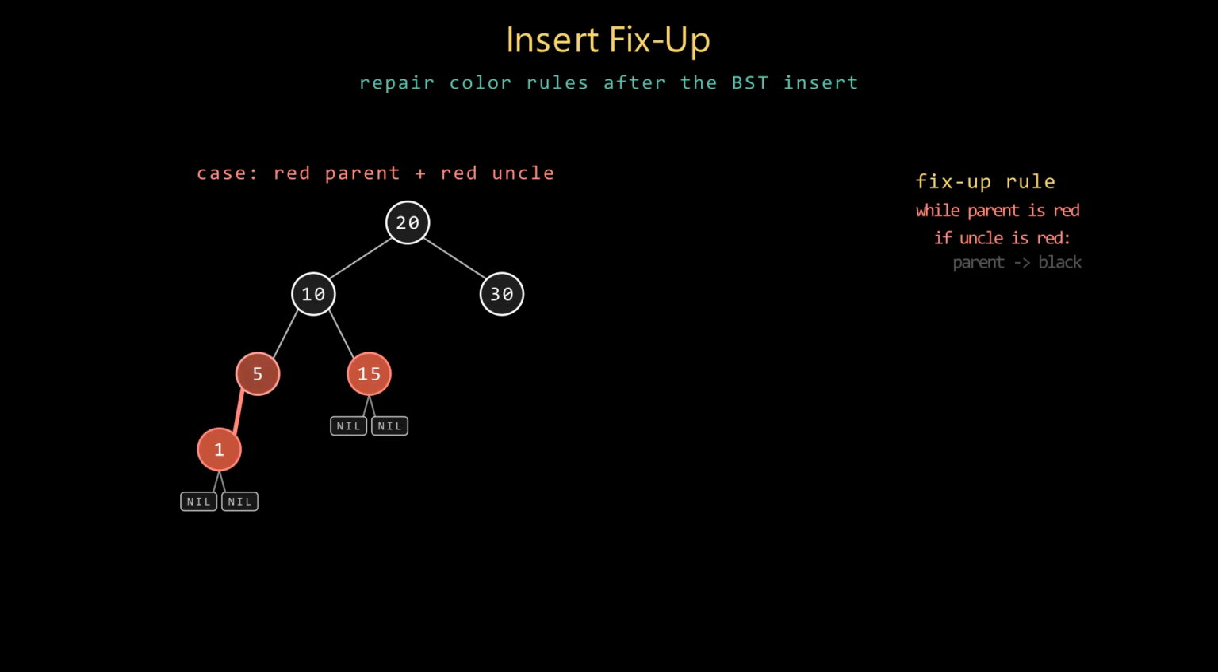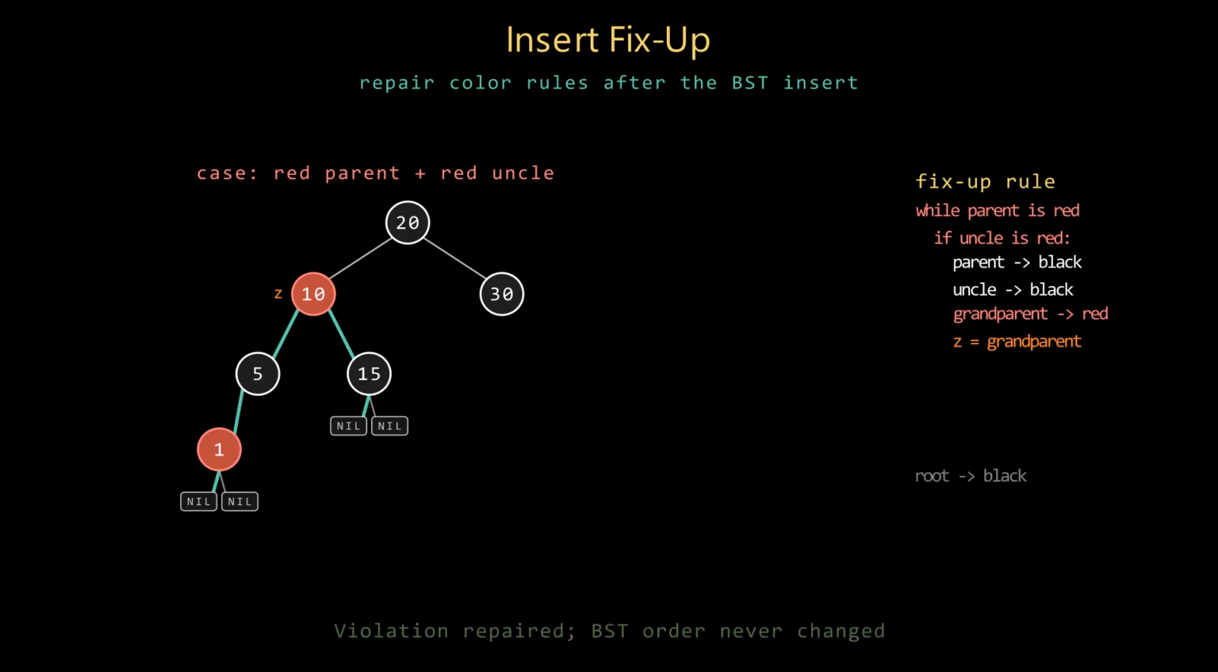When the uncle is red, we recolor parent and uncle to black, and recolor the grandparent to red. This preserves the black count below the grandparent. The possible red-red problem moves upward to the grandparent. In this example, 20 is black, so the loop stops. As the last step, we make sure the root is black.